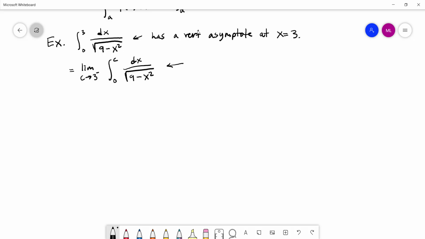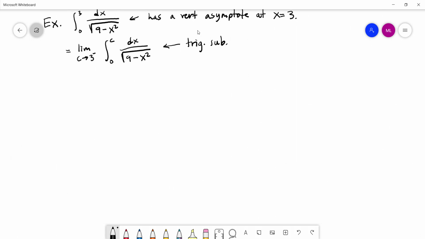What is this integral going to require? Hopefully you recognize this. This is going to be a trig substitution integral. So let's do our trig substitution, get some extra practice at this. Let's draw the triangle. Here's my triangle.